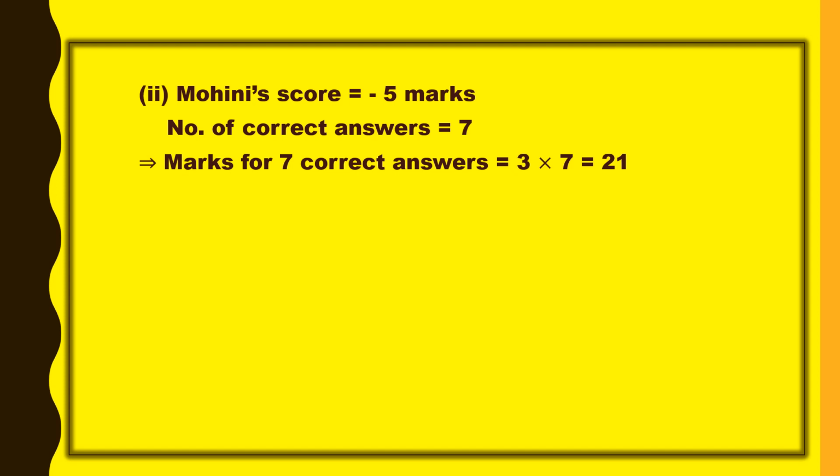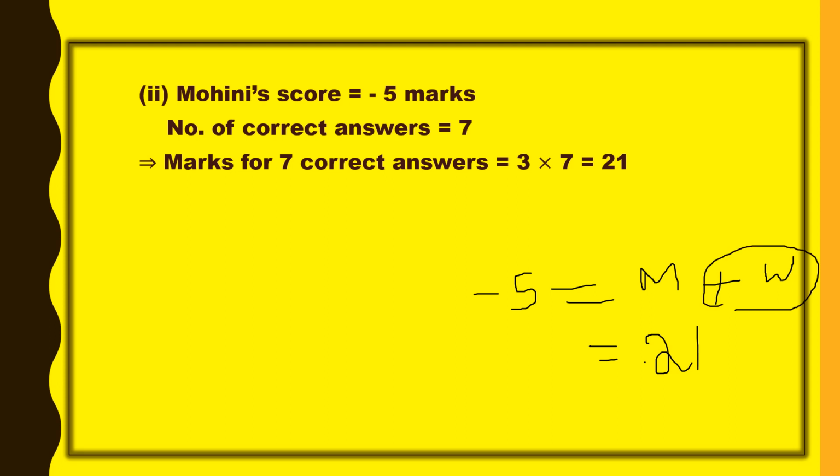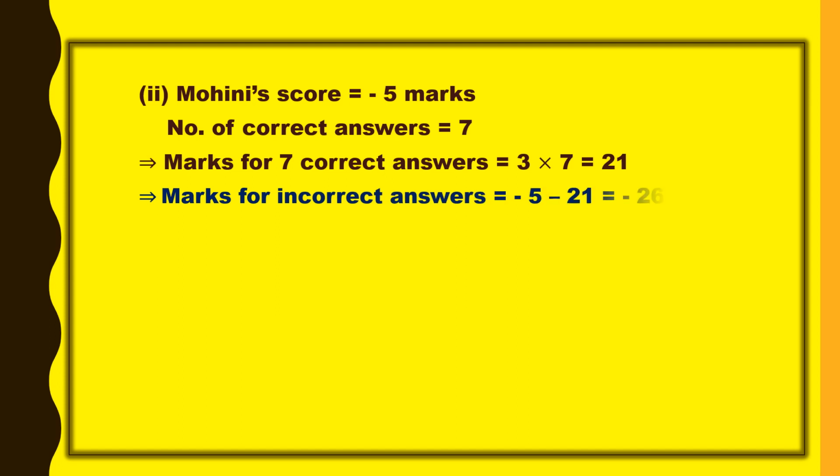Now here we know the total score. Total score will always equal the addition of correct answers marks plus wrong answers marks. We got the correct answers marks as 21, so we don't know the negative answers marks. If we send this 21 here, it becomes -21. Then we'll get the negative answers marks, right? So -5 minus 21 will be equal to -26, which is the marks for incorrect answers.